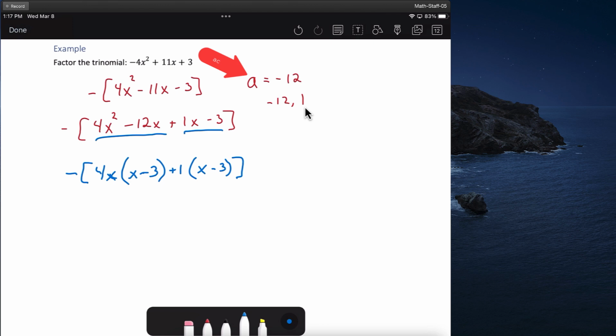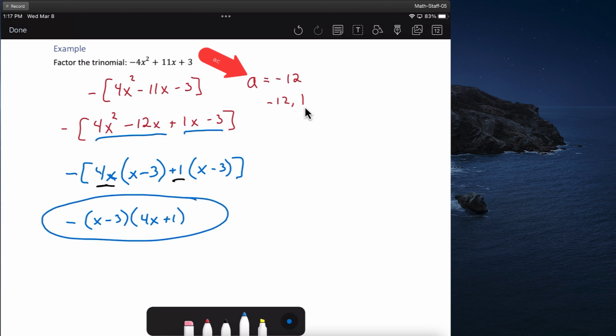Notice the parentheses are the same. That's good. So we'll factor out the parentheses, keeping in mind that there's a negative still out front. And when you factor out the parentheses, you're left with the 4x and the 1 in the second set of parentheses. And now we've fully factored our trinomial.